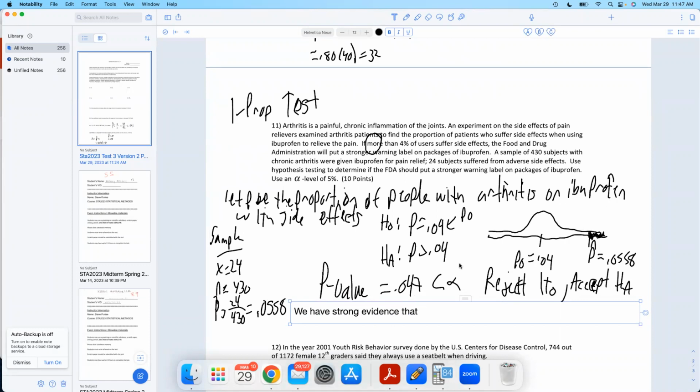that more than it. I find it easiest when you're writing these to start with that symbol. Instead of writing the proportion of people, it's easier just to say more than 4% of your population was successful. Of people, I'll actually type it all out. On ibuprofen have side effects.